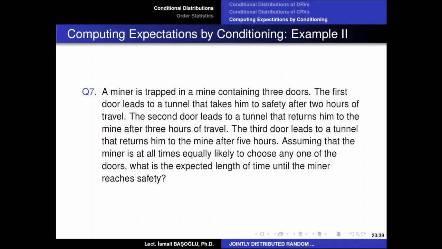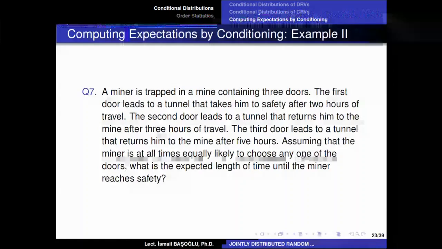Now, my friends, you see, if the miner chooses an incorrect door, a wrong door, then he is going to travel in the mine for an amount of time, and he is going to come back to the same point. But at that time, when he comes back there, he is not going to remember which door he selected. Because of that reason, we are assuming that every time he comes back to the starting point, he is equally likely to choose any one of the doors. So he can, for example, select the same door again.